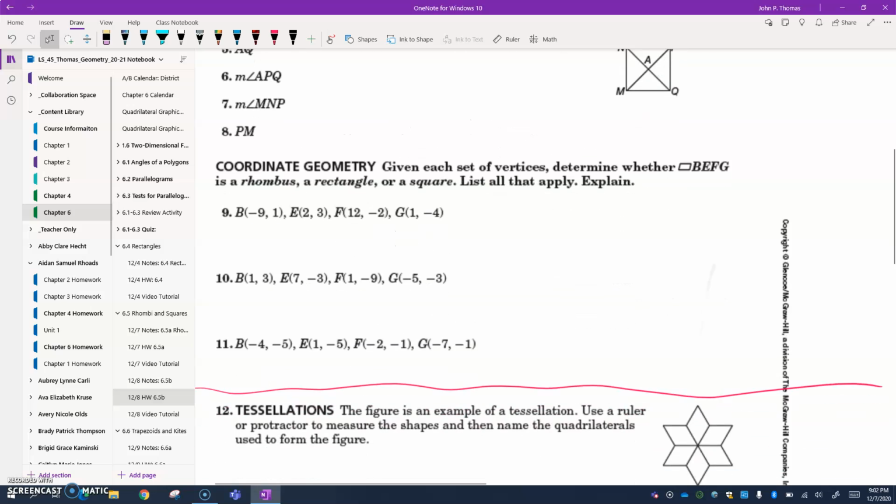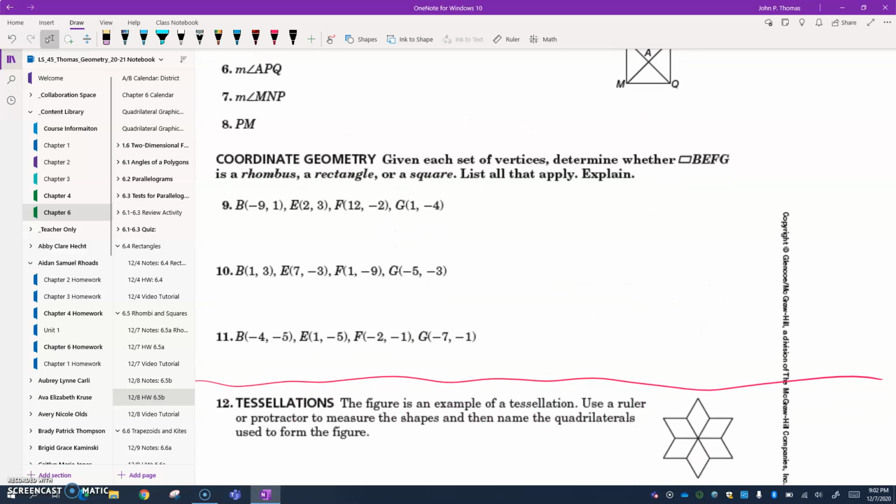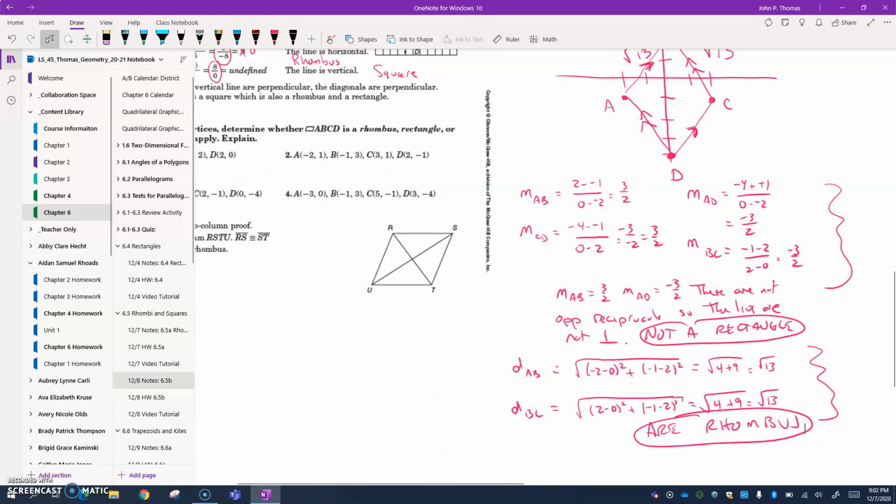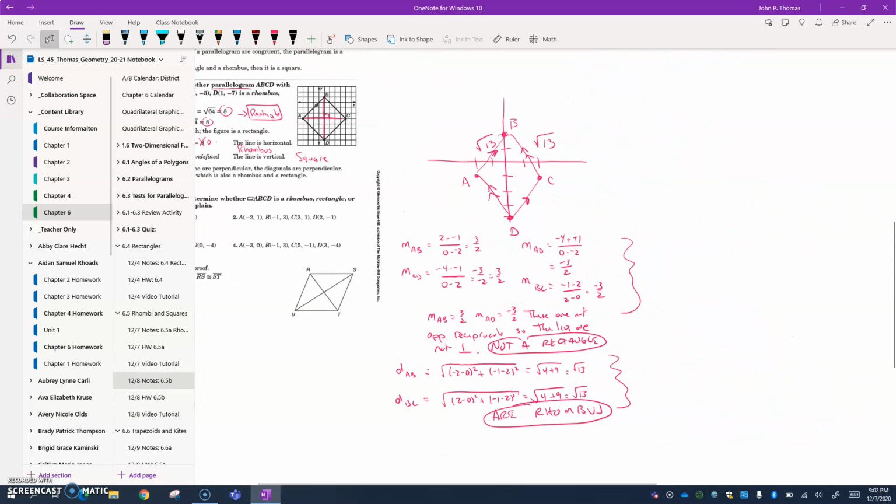When we get down here to the bottom, those are the three that we're focusing on today. So 9, 10, and 11 are the most important problems tonight. I'd scoot off to the side, draw a nice big picture for yourself, and really focus on the method that we worked through on that last one, where we find the slopes of all the sides to show opposite sides are parallel. Check and see if consecutive sides are perpendicular.